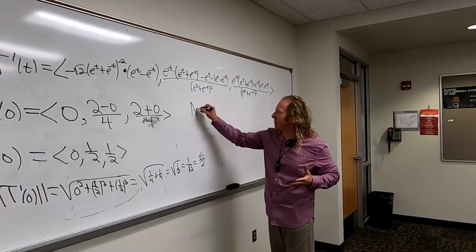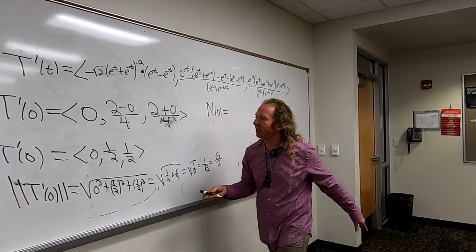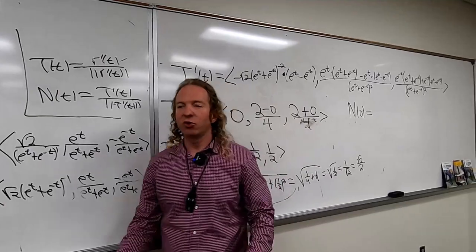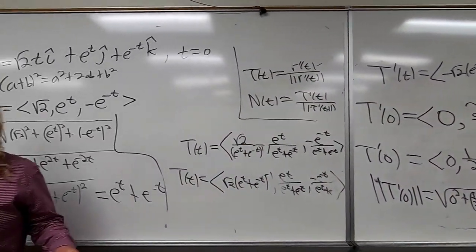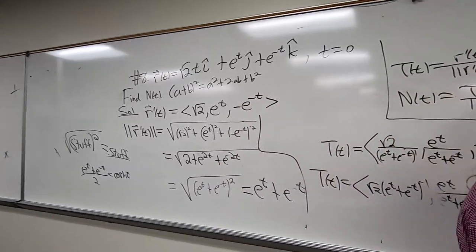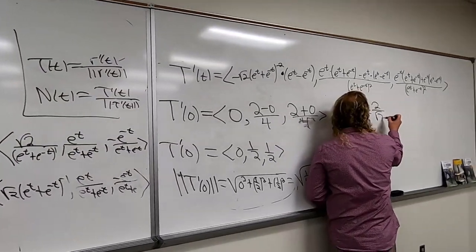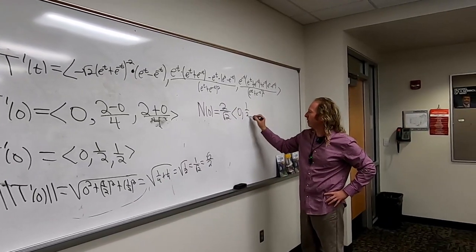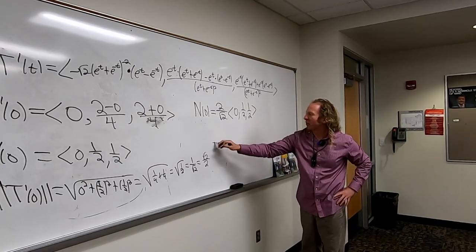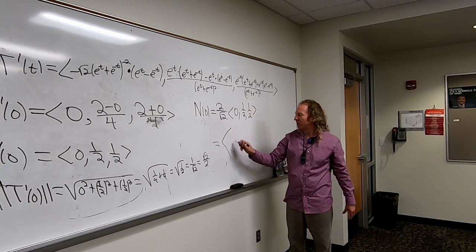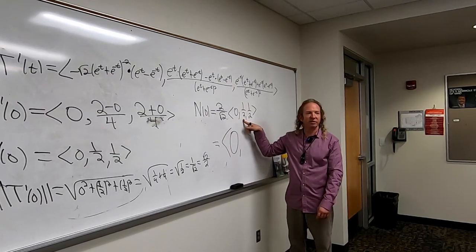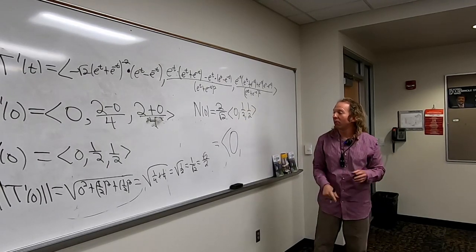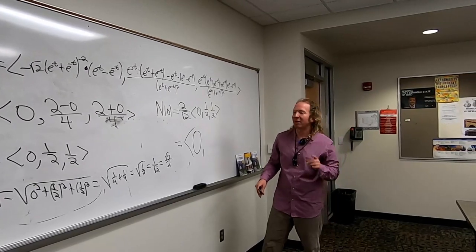And so the final answer is n of 0. Basically you're taking this, and you're dividing by the square root of 2 over 2. When you divide by that, you really multiply by the reciprocal. So I'm going to write it big so you can see. I know it's hard to see over there. It'll be 2 over root 2, angle bracket, 0, 1 half, 1 half. So distributing this, you would get 0, this times this. No, because we divided, so we're multiplying by the reciprocal.